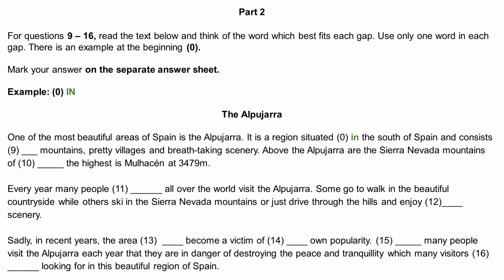Okay, when you've read all the text, go back to the first gap, which is number 9. Now before the gap, there's a verb, to consist. Is this verb often followed by a preposition?